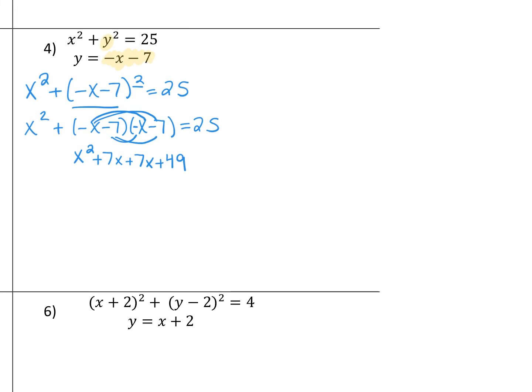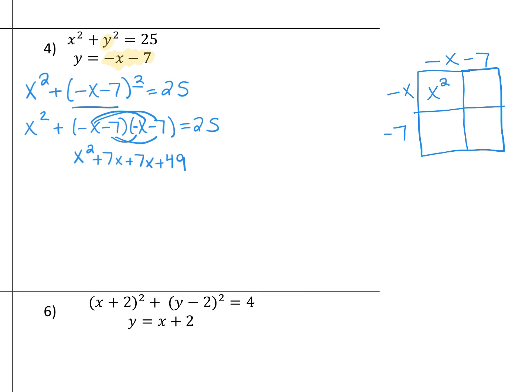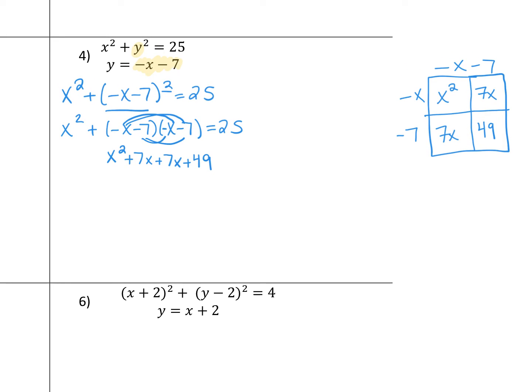Another way to solve this is by using the box method that we talked about back in Unit 3. And so I could put negative x minus 7 and negative x minus 7. And in my box, I'm going to multiply. So negative x times negative x is x squared. Negative x times negative 7 is 7x. Negative x times negative 7 is 7x. And then negative 7 times negative 7 is 49. Notice I got the same numbers in my box as I did when I multiplied it out. So either way, we need to multiply that out. So whatever method you choose is up to you.